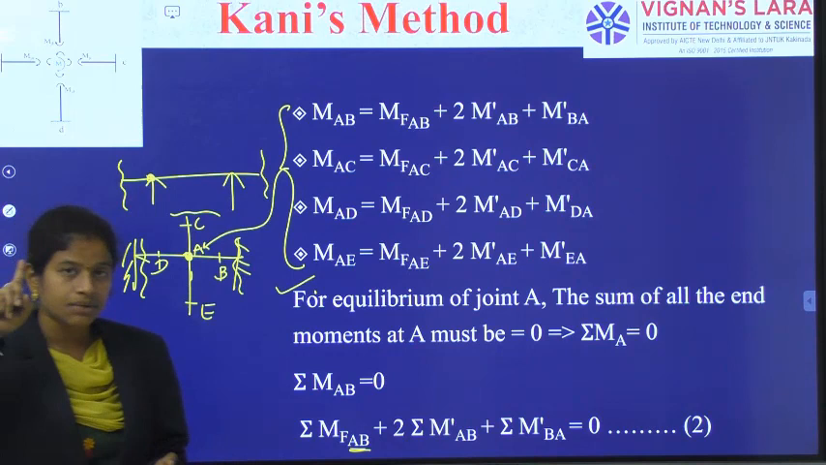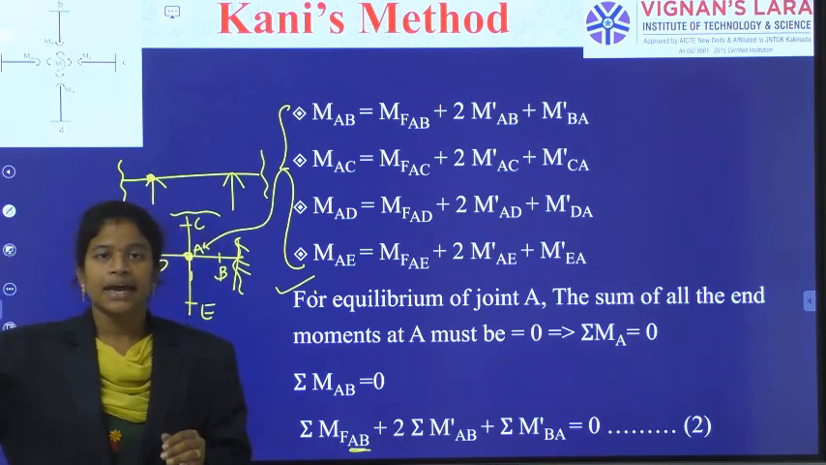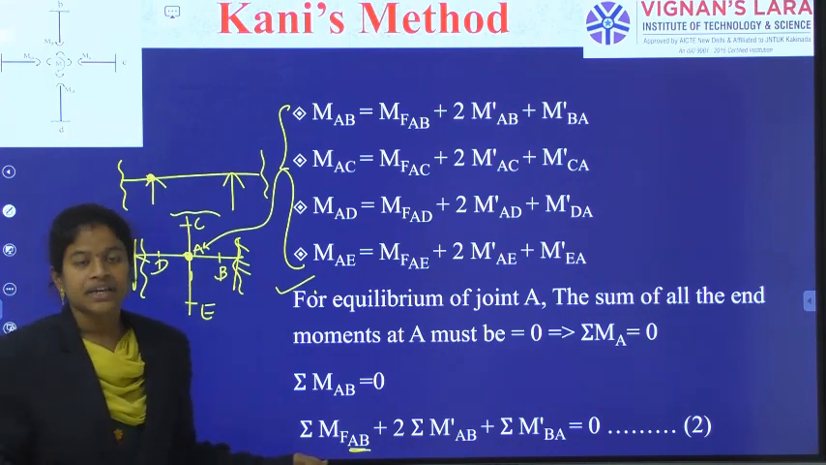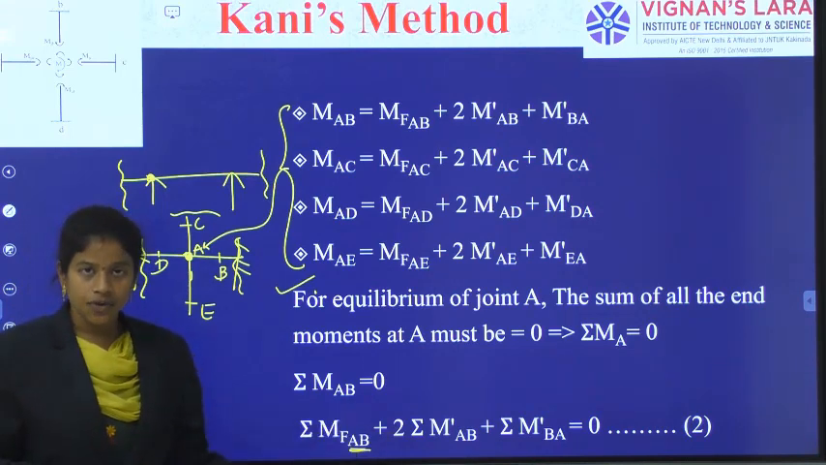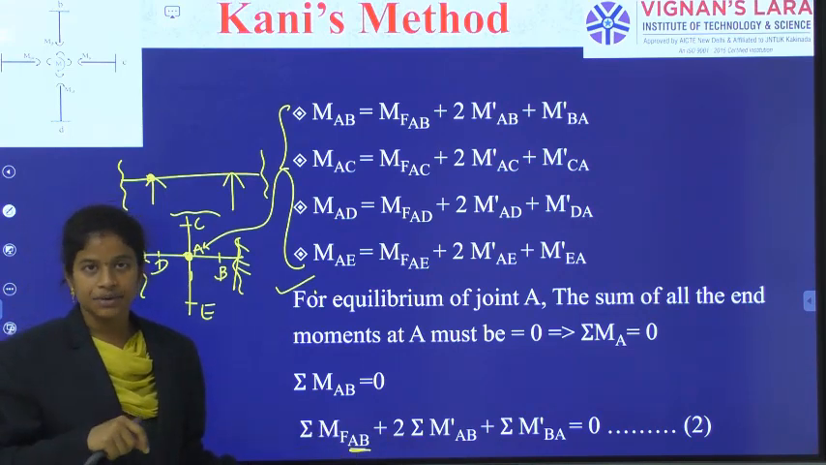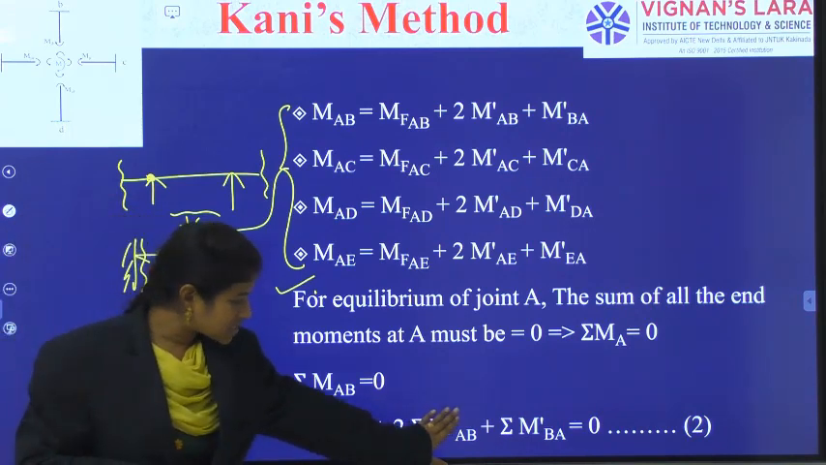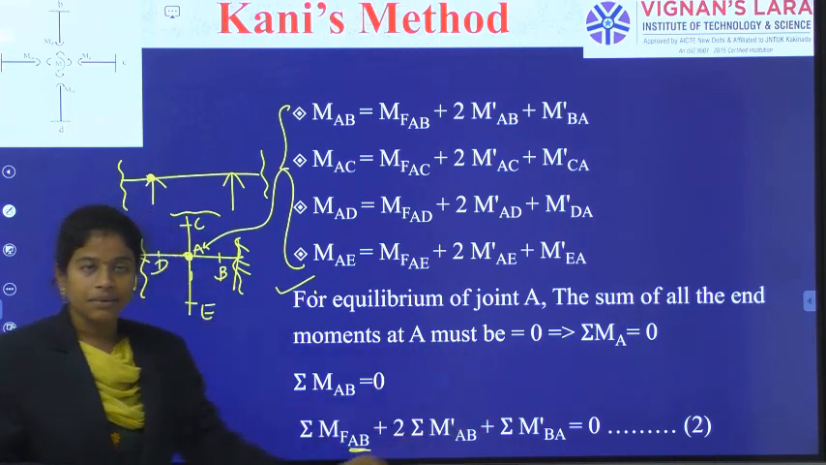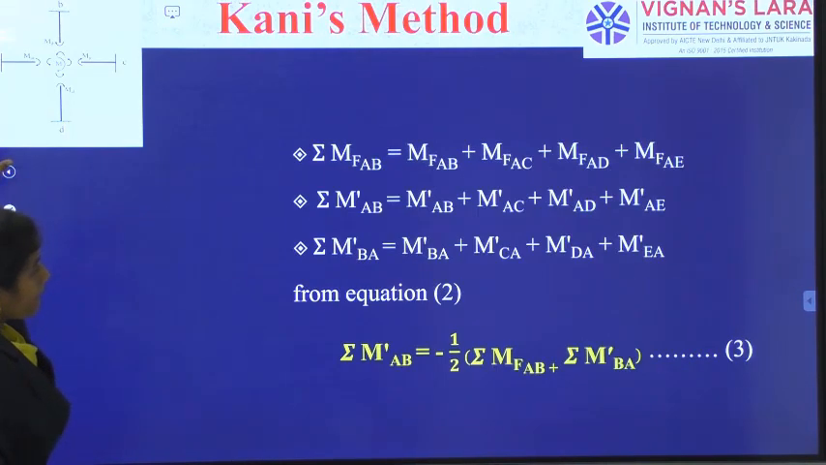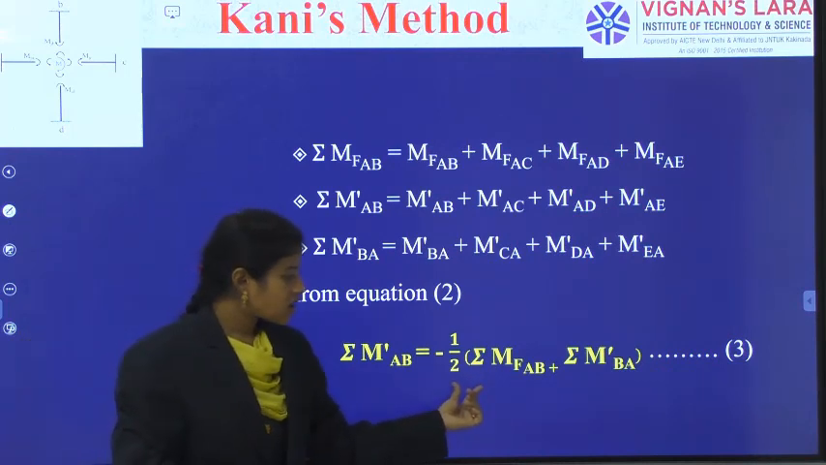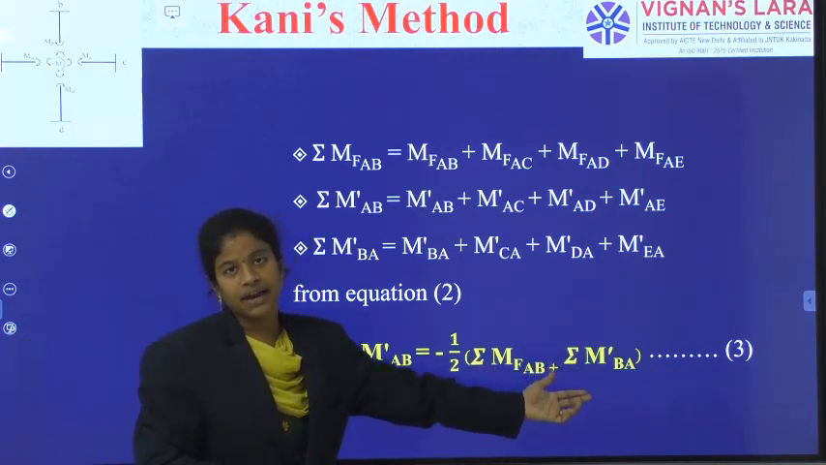Initially I gave equation number 1 for the beam conditions: MAB is equal to what terms, MBA is equal to what terms. Here in the framed structure, the summation of all these things at the joint has become equal to 0. That's why, keeping this M dash AB here and taking all the remaining terms to the other side, sigma M dash AB is equal to minus half times sigma MFAB plus sigma M dash BA.